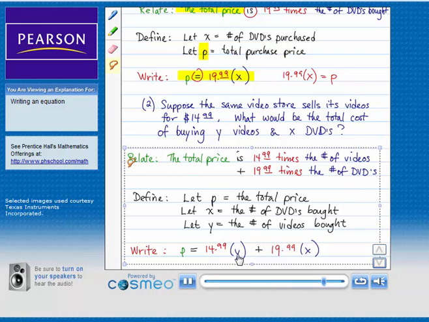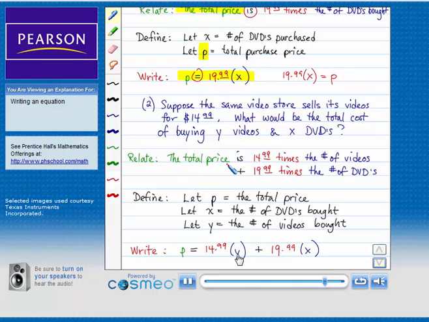Okay, when I relate the total price is, I have 2 things happening, don't I? $14.99 times the number of videos I bought, plus $19.99 times the number of DVDs. Okay, so now I have three unknowns, don't I? Let P equal the total price, as we did above. X is the number of DVDs bought, but now Y is the number of videos bought.